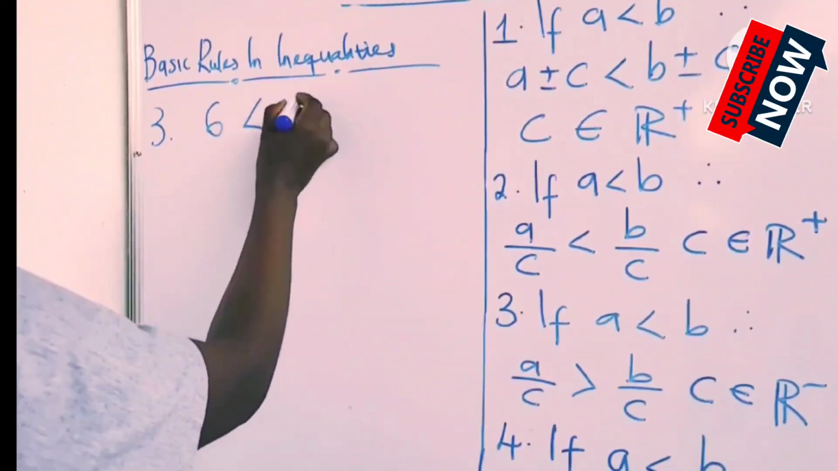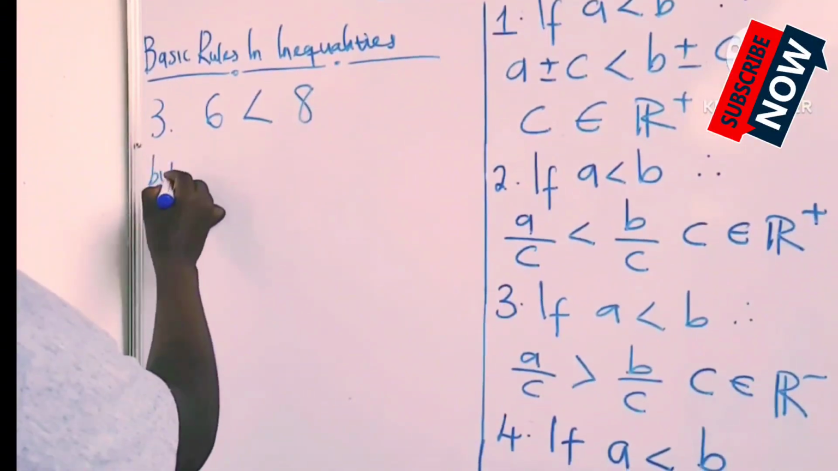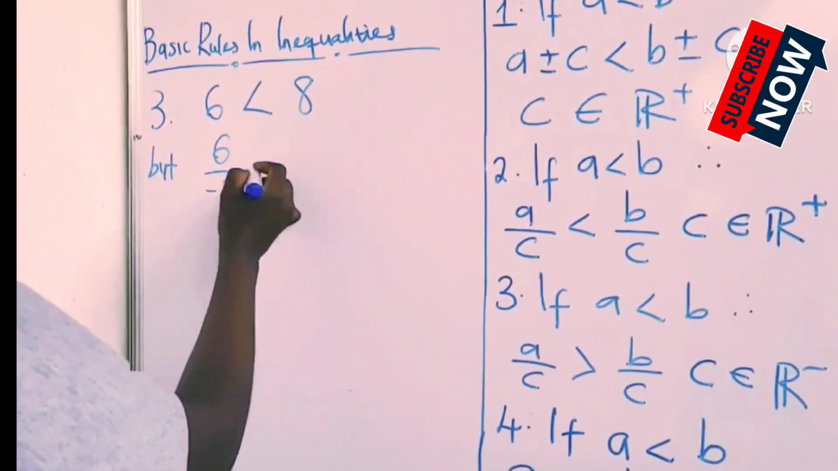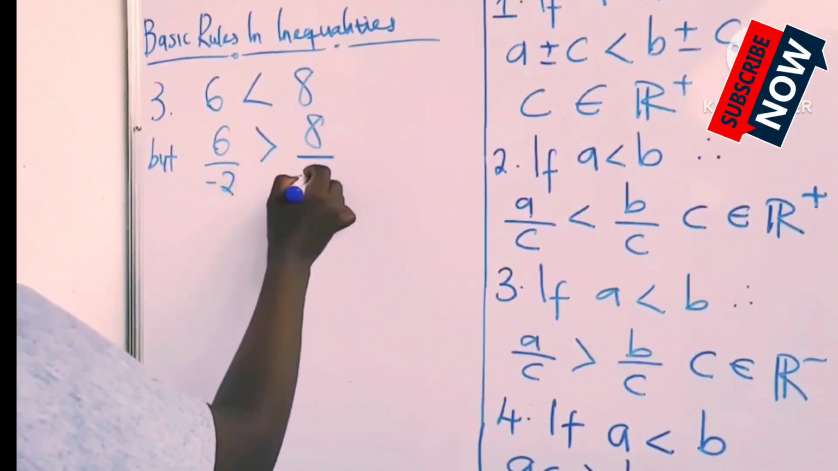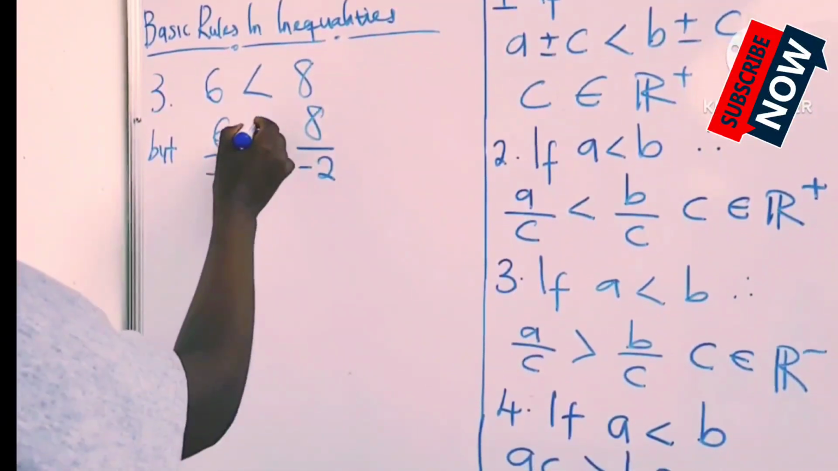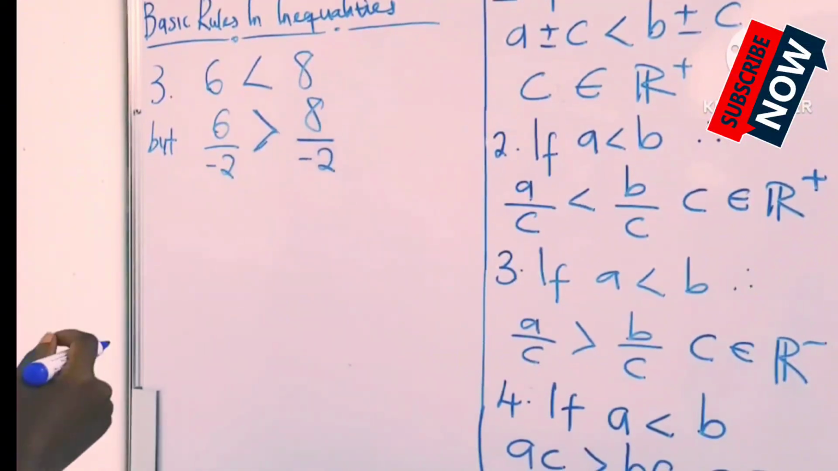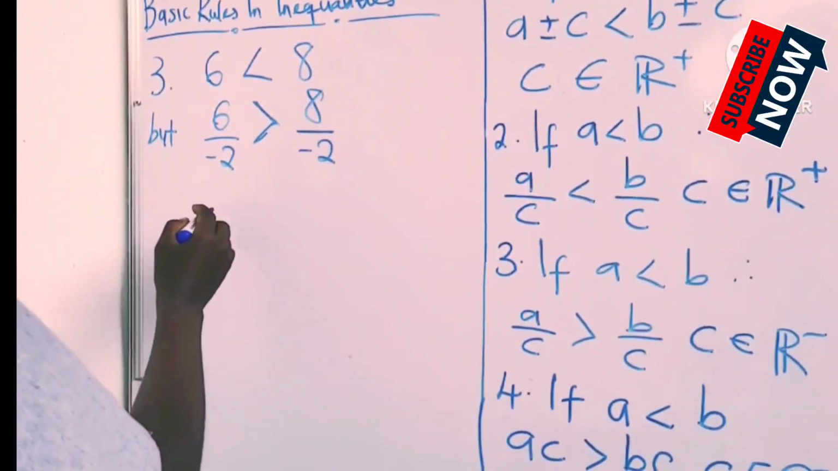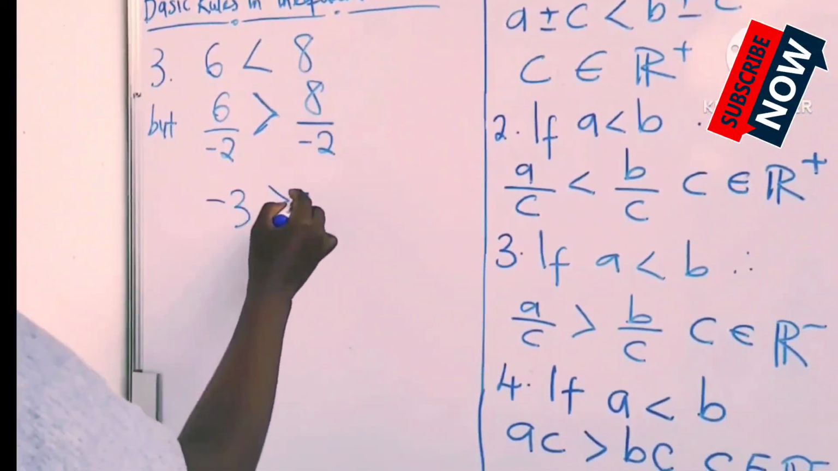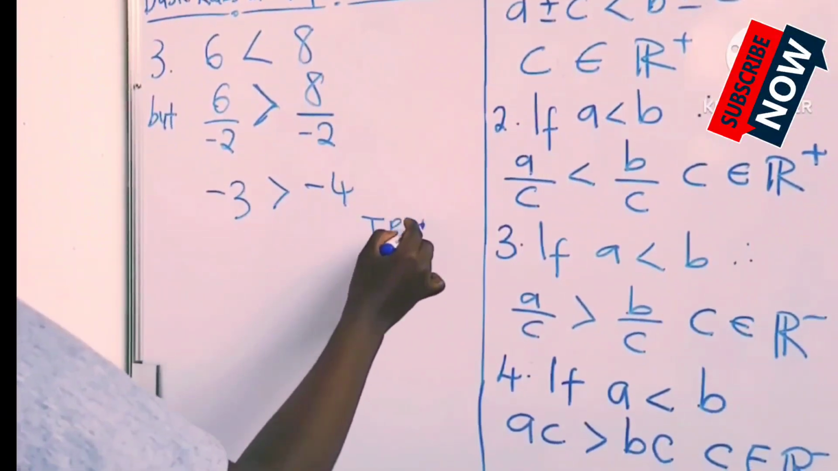Given three numbers from the set of real numbers 6, 8, and negative 2, 6 divided by negative 2 is greater than 8 divided by negative 2. Now the difference is at the level of the inequality sign. When you're dividing or multiplying by a negative number, the sign changes.